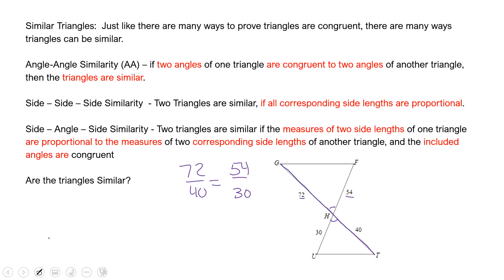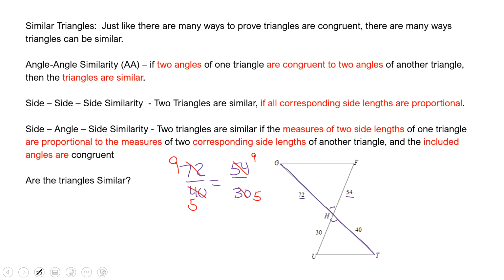So I can look at these and reduce both of these, let's say by 8. If I reduce both of these by 8, my 40 becomes a 5, my 72 becomes a 9. So my factor there is 9 over 5. The other side works out to be 9 over 5. My triangles are similar. Common factor between 54 and 30 is 6. So if I divide by 6, I get 9 on the top. 30 divided by 6 is 5. So now I have 9 over 5 on both sides.